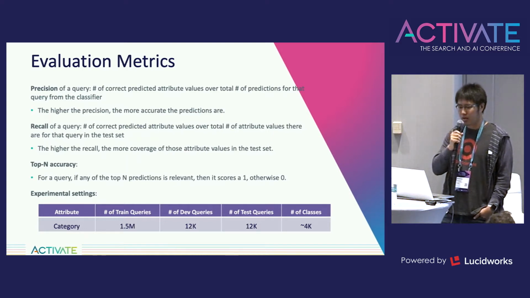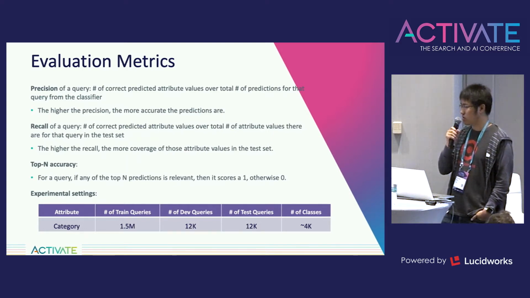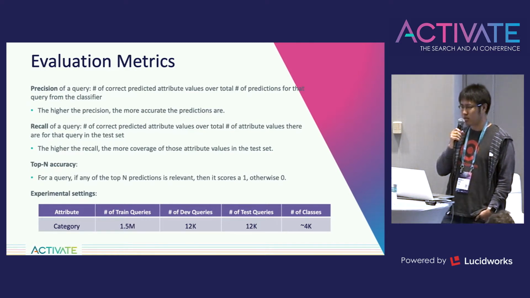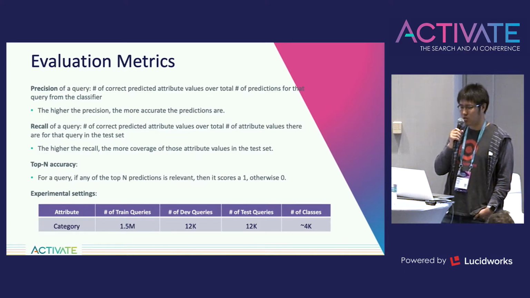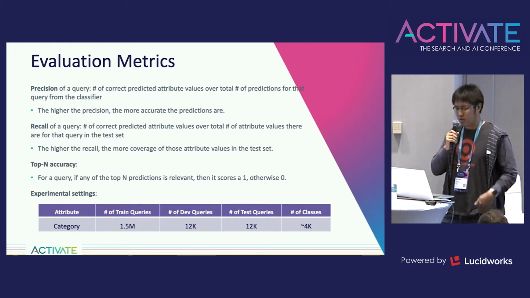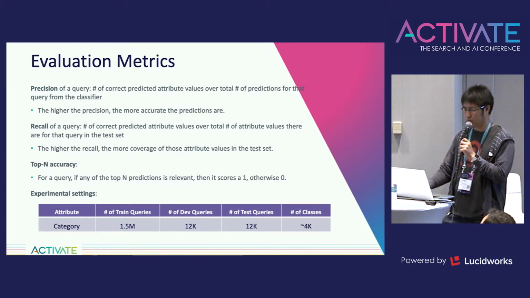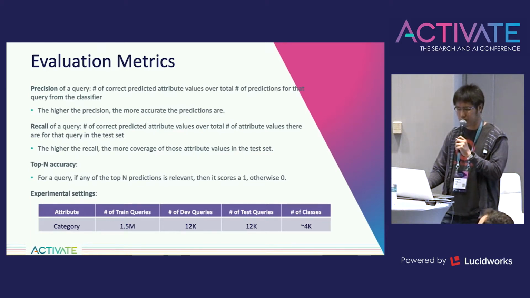predictions are. Recall of a query is the number of correctly predicted attribute values divided by the total number of attribute values there are for that query in the test set. So that means the higher the recall, the more coverage of those attribute values in the test set for that particular query. The top-N accuracy means for a query, if any of the top N predictions is relevant, then it gets a score of 1, otherwise a 0.